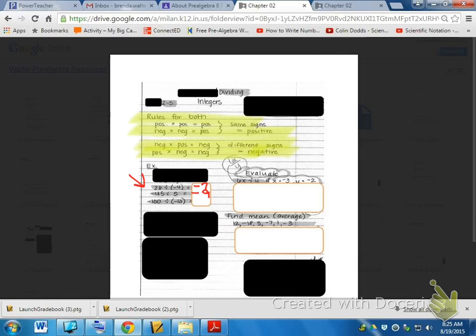Layla, what sign is it going to have? 10. It's a negative divided by a negative. Sign's going to be positive, and then 100 divided by 10. Yes. So you were right the very first time until you said negative. But yes, it's a positive 10.